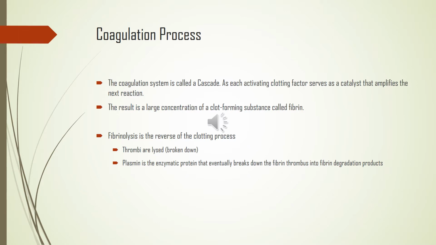Fibrinolysis is the reverse of the clotting process. When you see fibrinolysis, lysis is destroying, so we're reversing the clotting process. We've had the start of a blood clot, so we're giving them medications. We're breaking it down. We're lysing that thrombi. Plasmin is an enzymatic protein that eventually breaks down the fibrin thrombus into fibrin degradation products. So there's a whole process, and the whole process is meant to break down a blood clot or a thrombus that has already been formed.